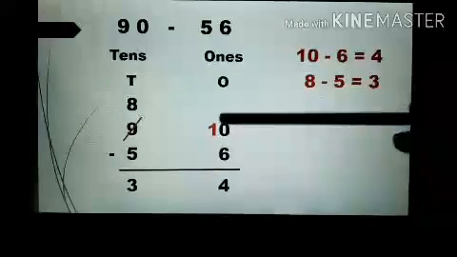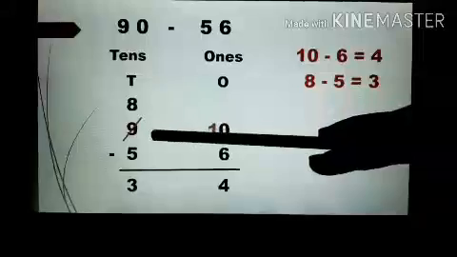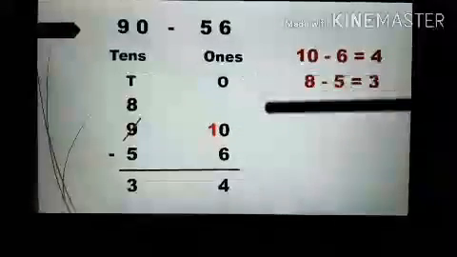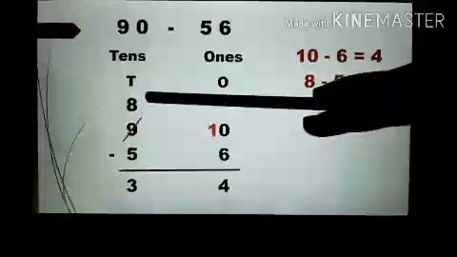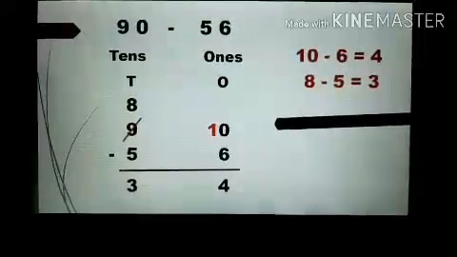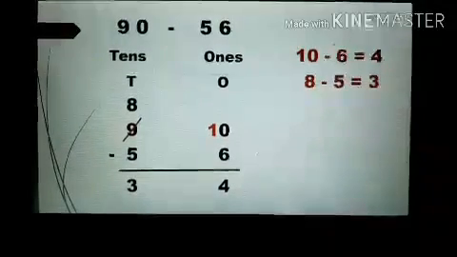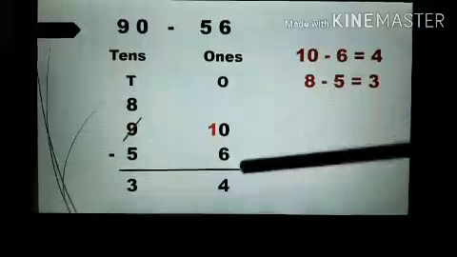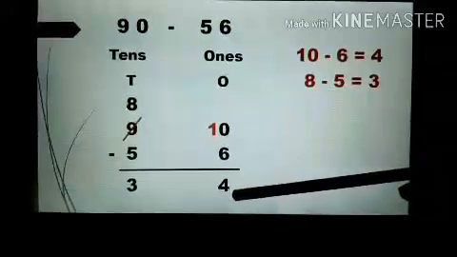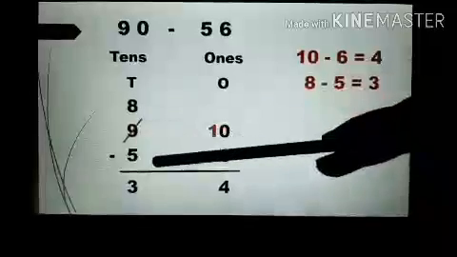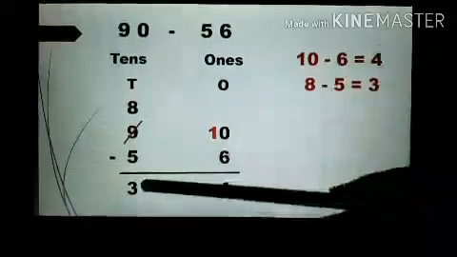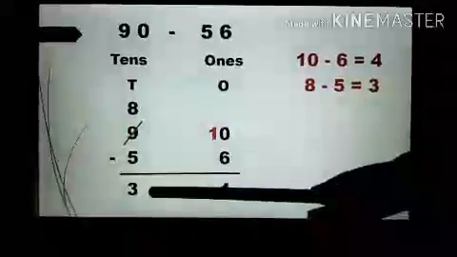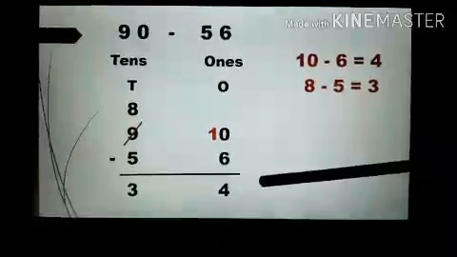0 will borrow 1 ten from 9 tens. It will be 10 ones. 9 tens will be 8 tens now. So 10 minus 6 is equal to 4. Write 4 in ones column. Now solve tens column. 8 minus 5. 8 minus 5 is equal to 3. Write 3 in tens column. So the answer of this question is 34.